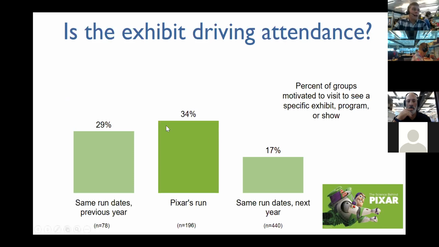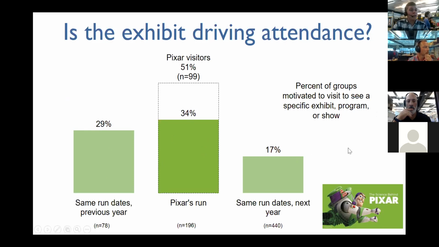So we see when Pixar was there, just over a third of groups were selecting that they were motivated to see a specific exhibit, program, or show. And remember, in COVES, you can select your top 2 motivations of that list. But it was higher than the same time period in the year before and the year after at this institution.